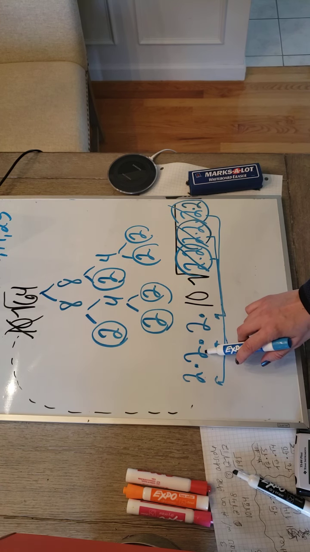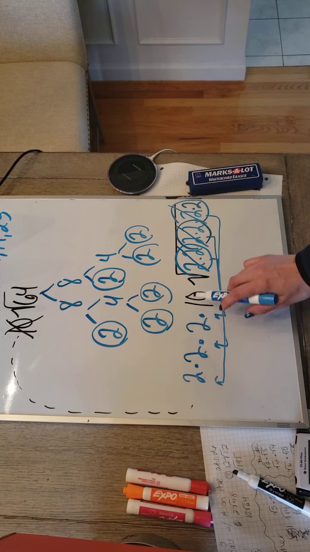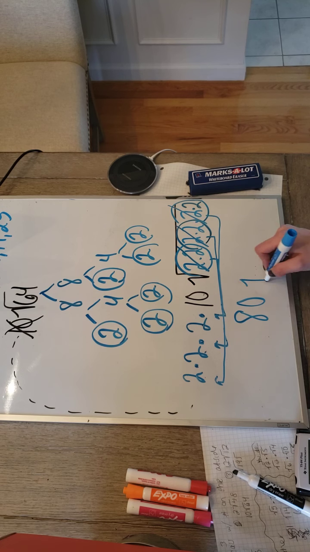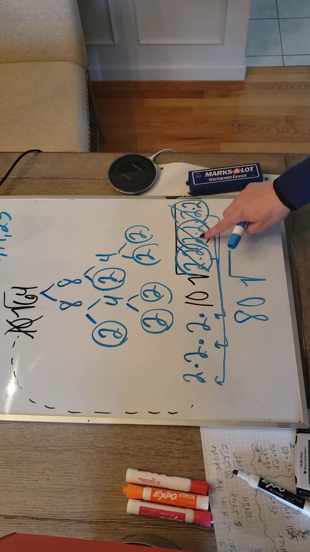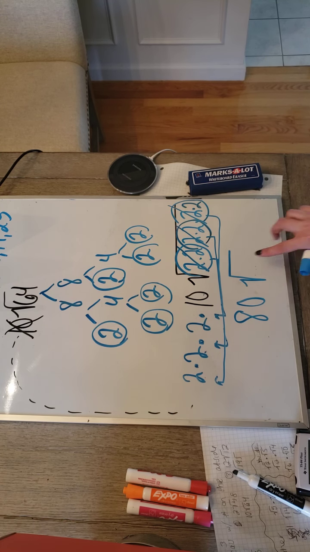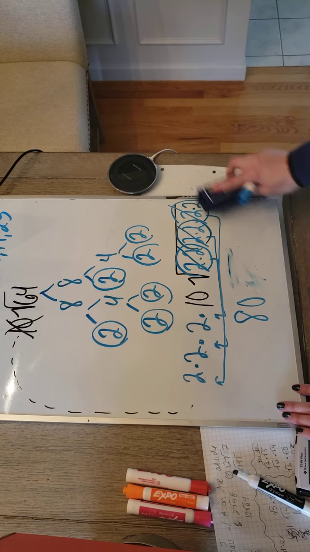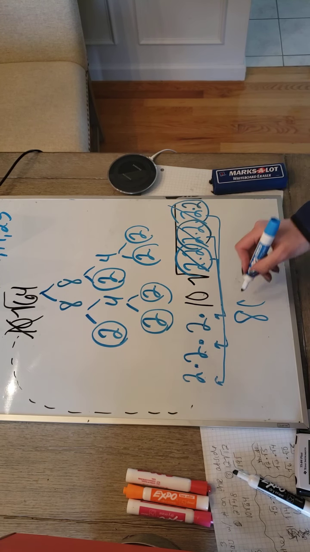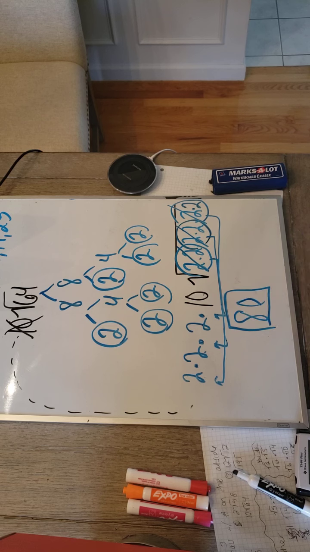2 times 2 is 4, times 2 is 8, times 10 is 80. What number is left under the radical? Oh wait, there are none. So 80 is just your answer.